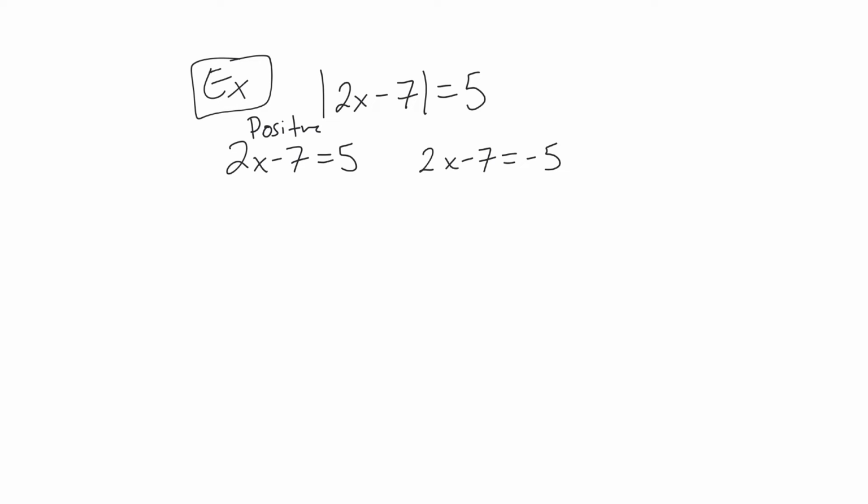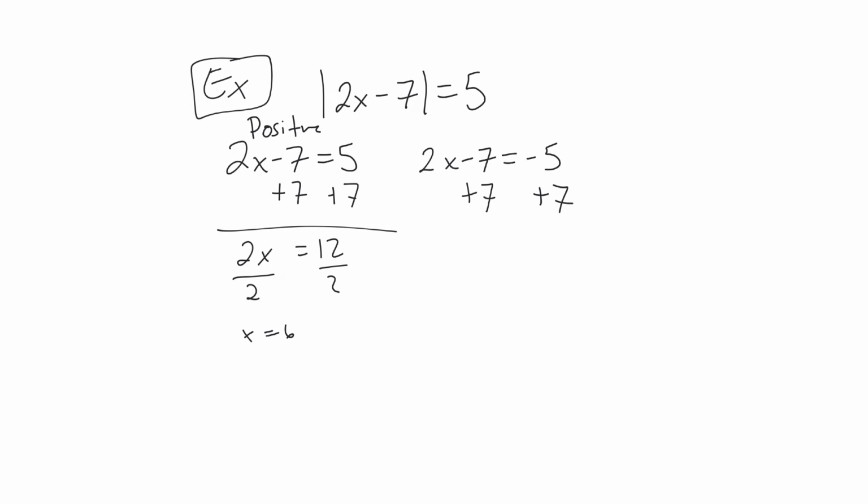So if you solve these two cases, adding 7, then dividing by 2, so I get x equals 6. Let's do the same thing over here. So I get 2x equals 2, dividing by 2, x is 1. So I do get the two solutions of x equals 6 or x equals 1.